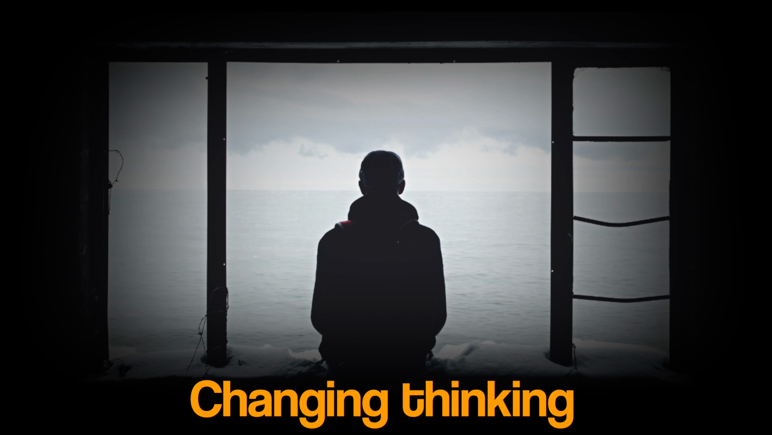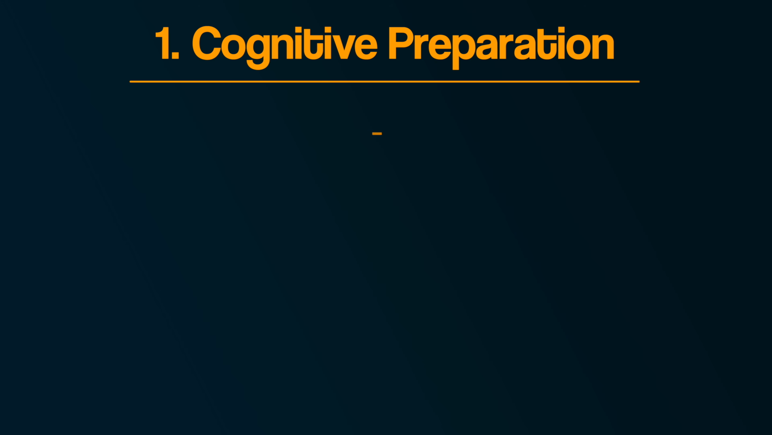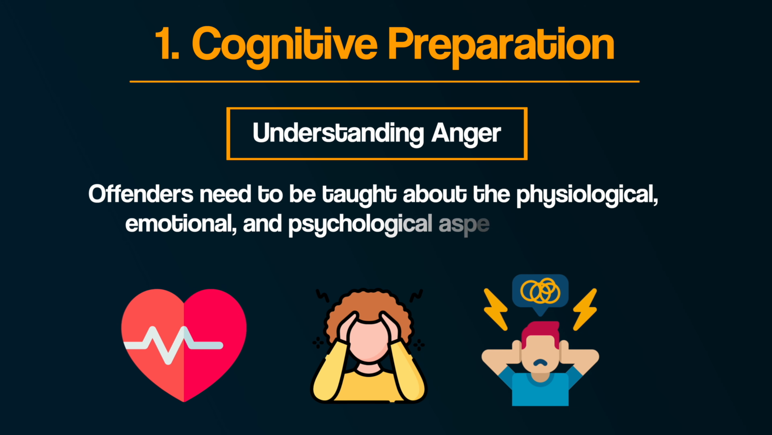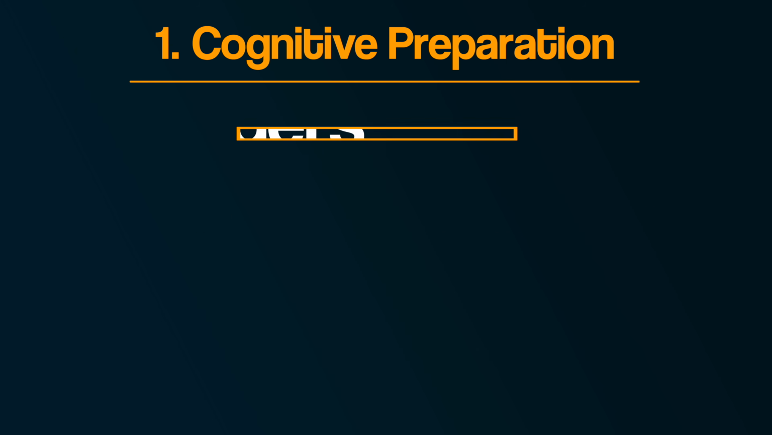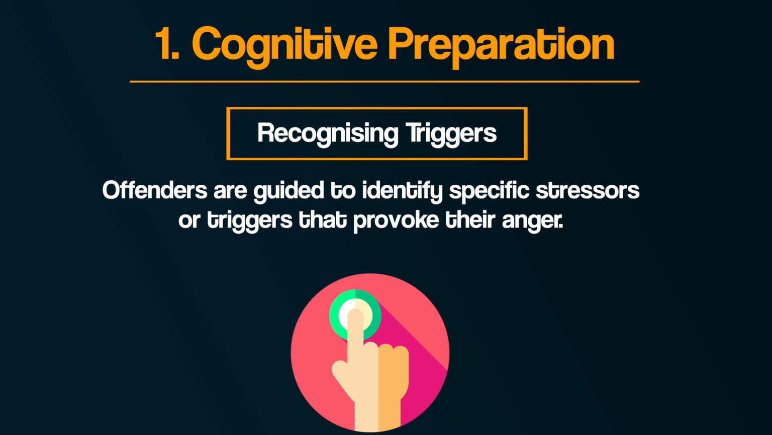Anger management focuses on changing the way a criminal thinks. The idea is that if anger fuels their offending, then changing the way they think about anger can help change their behaviour. Cognitive preparation would involve understanding anger. Offenders need to be taught about the physiological, emotional, and psychological aspects of anger. Recognising triggers. Offenders are guided to identify specific stressors or triggers that provoke their anger.